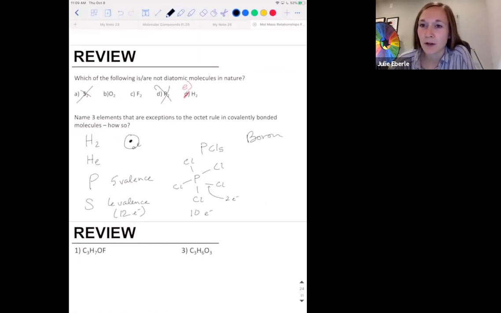Every time I say boron, I think of like James Bond. One of his enemies was, I forget his name, but it sounds like boron to me.